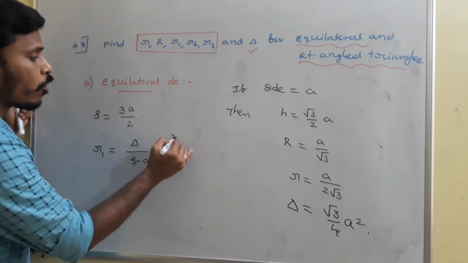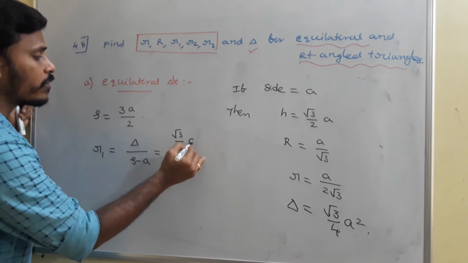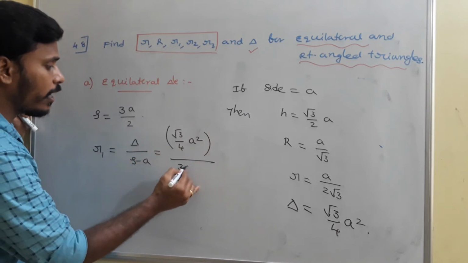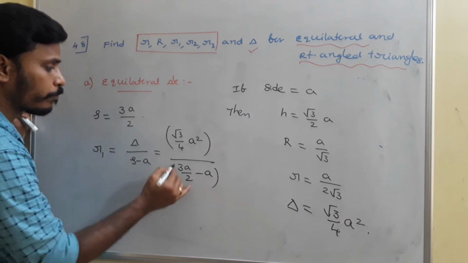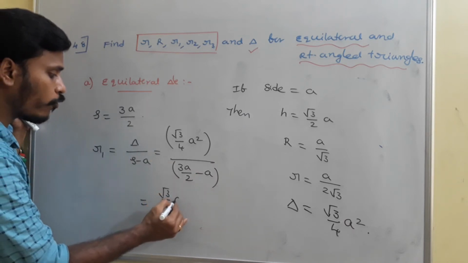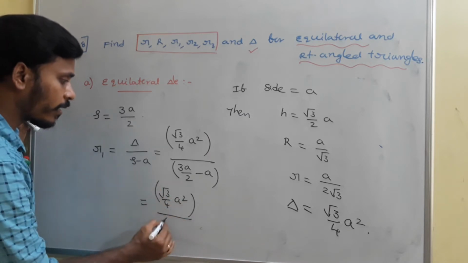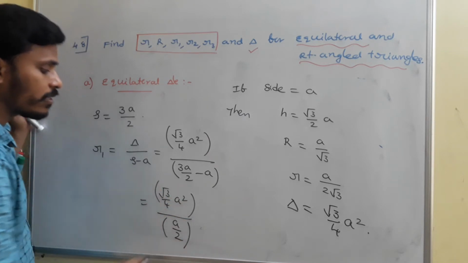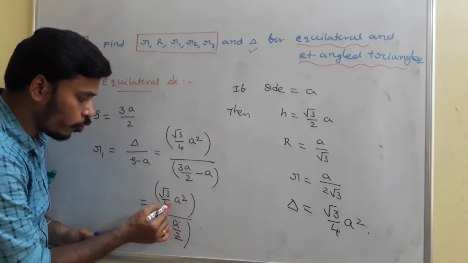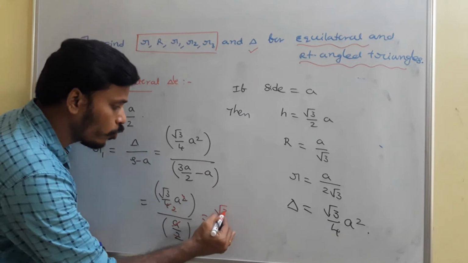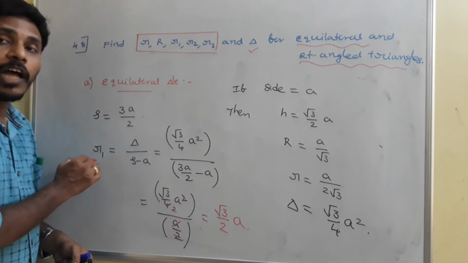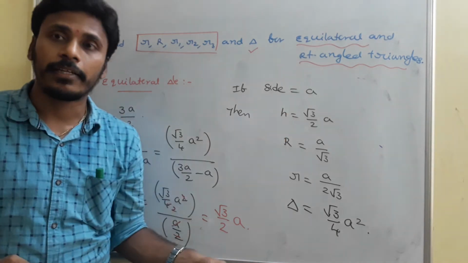Okay, delta is how much? Root 3 by 4 a square, already we have that. And S minus a is how much? S is 3a by 2 minus a, and we need to simplify. So if you simplify, this is root 3 by 4 a square divided by, and this 3a by 2 minus a means a by 2. We need to cancel. So one a will get cancelled, and the 2 and 2 cancel, leaving root 3 by 2 a. Just think about it. And at the end again you get r1 equal to the height.